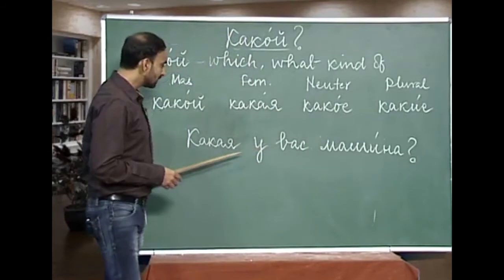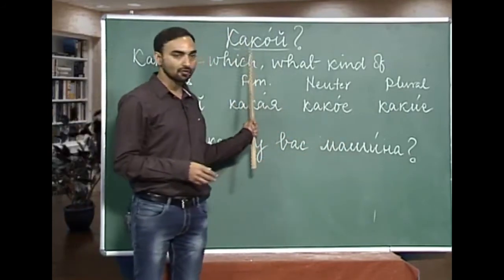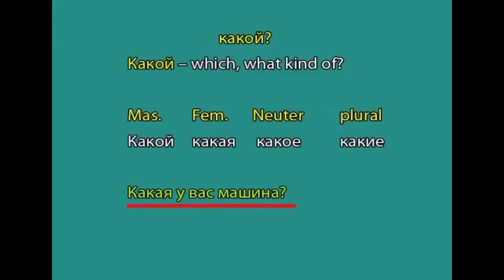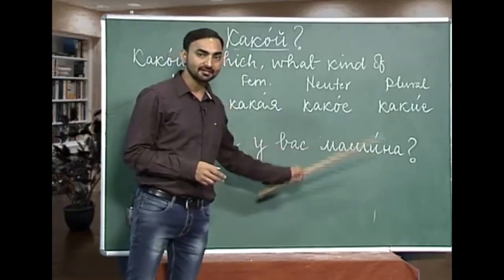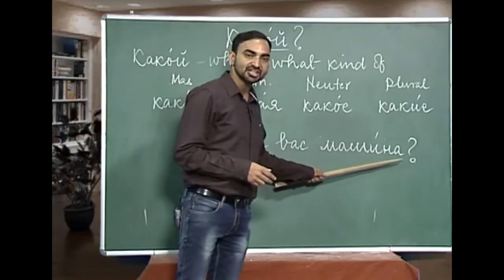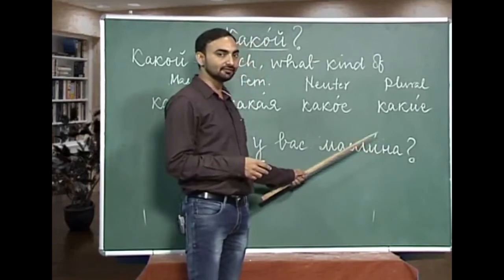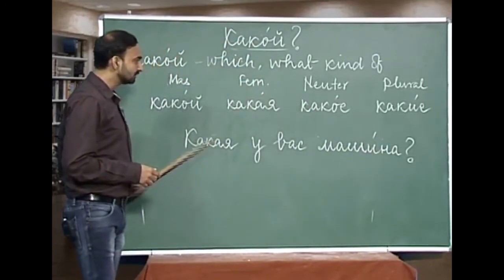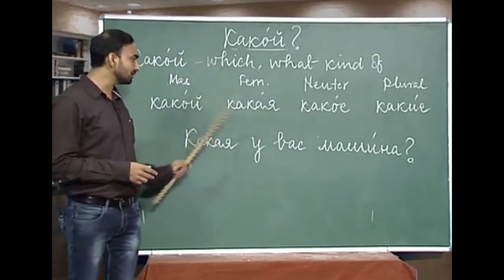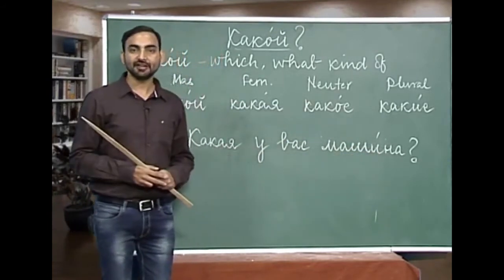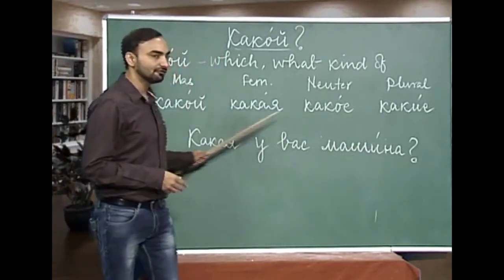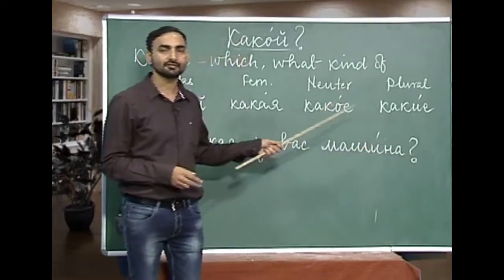So, I have written one question with какой. Try to read this interrogative sentence. How will you read this? Какая у вас машина? As you can see, here the noun is машина, which is a feminine gender noun. That is why we are using какая. So, with feminine gender nouns, we use какая. Какая у вас машина? It will mean which car do you have or what kind of car do you have.